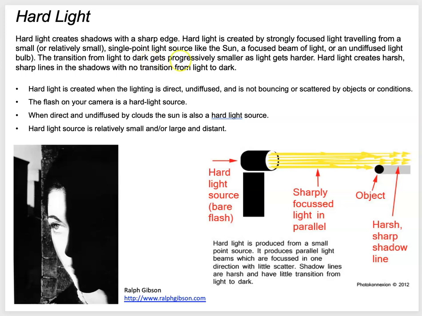The transition from light to dark gets progressively smaller as light gets harder. Hard light creates harsh, sharp lines in the shadow and no transition from light to dark. So one of the ways to distinguish hard light is there's not really a transition. It just goes from something being very bright to very dark with this distinctive line. So hard light is created when lighting is direct, undiffused, and is not bouncing or scattered by objects or conditions. The flash on your camera is a hard light source when direct or undiffused, as is the sun. So you can get that when it's not a cloudy day. When it's a cloudy day, it's going to be diffused light. And the source is oftentimes at a distance, like I was explaining.